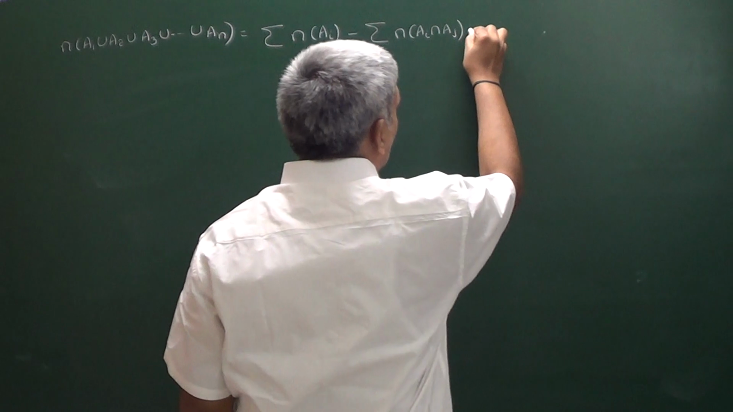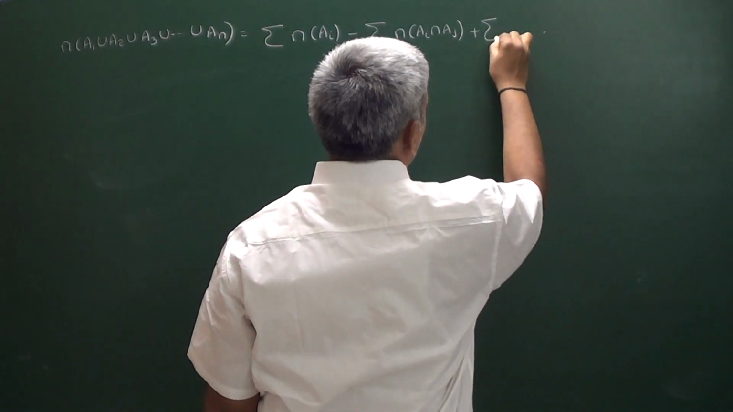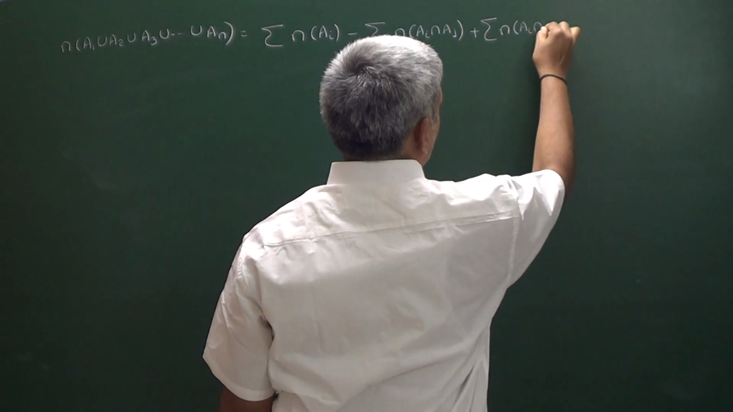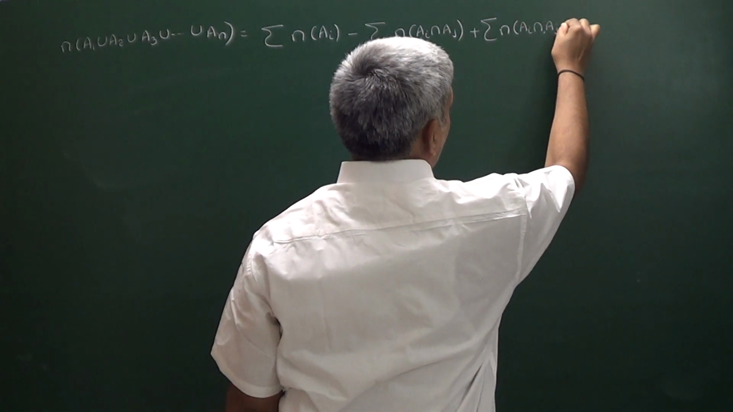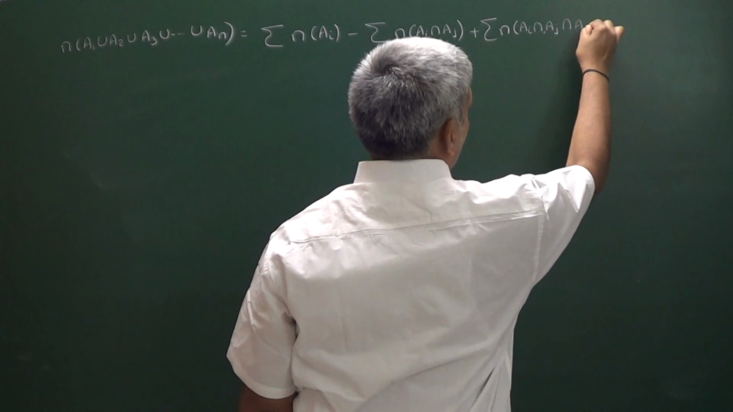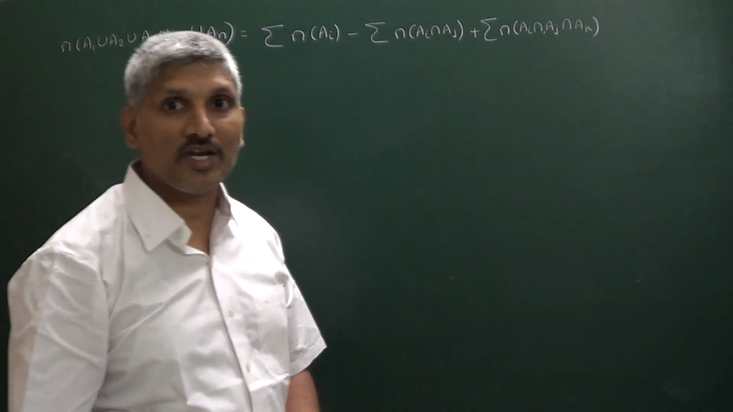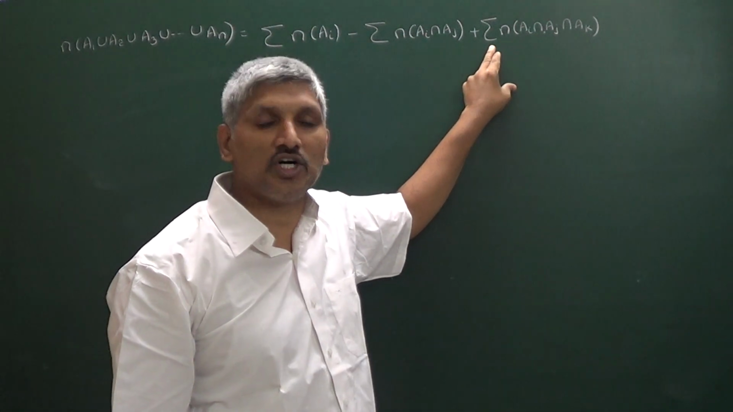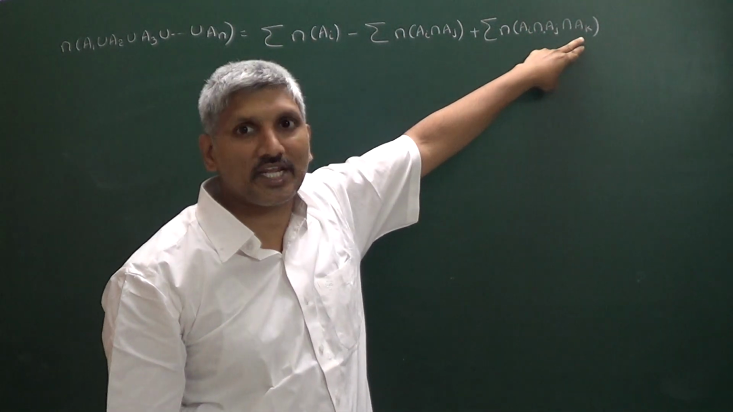Next, again include the summation of the number of elements in ai intersection aj intersection ak. But how many terms will you get here? How many terms does this summation consist of? We are taking 3 at a time.